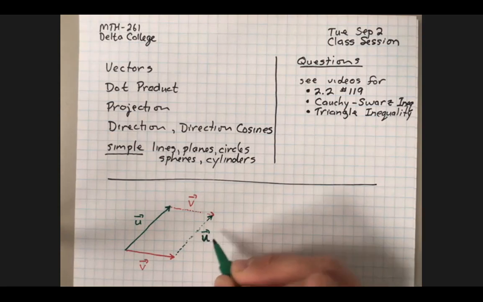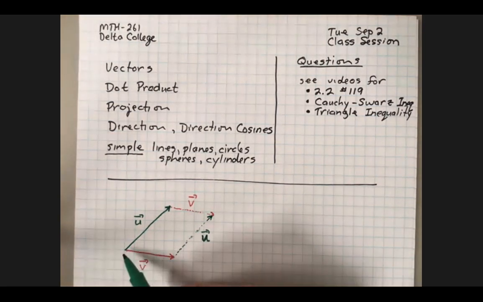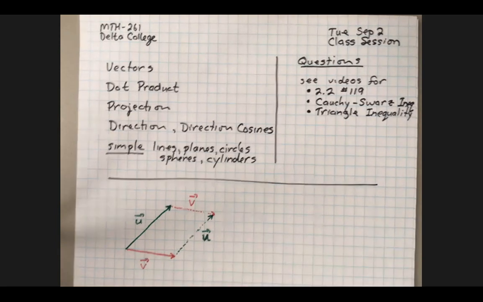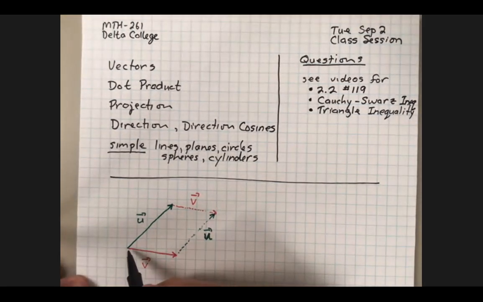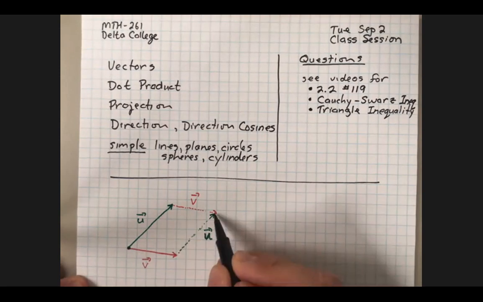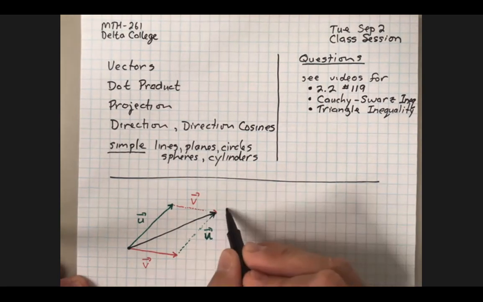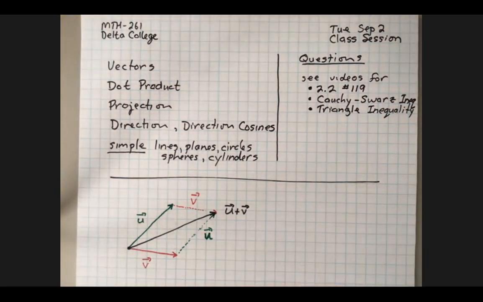Excuse me, I'll keep my color coding. That's the vector U right here. So in this picture, you see that if I put the V at the end of U, or if I put U at the end of V, I get the same result. I land at the same point. And I have a natural starting point and a natural ending point. And I call that vector U plus V. Okay, that's not earth-shattering. You've probably done that before.